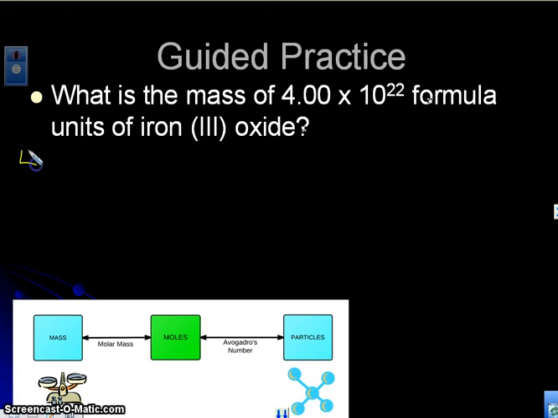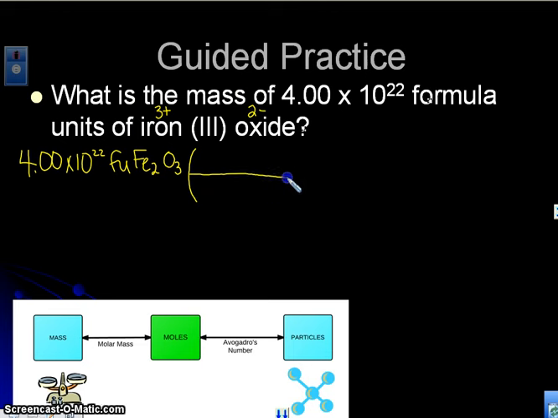So we have 4.00 times 10 to the 22nd formula units of iron 3 oxide. We need to determine our formula of our iron 3 oxide. In order to do that, we can see that it's a metal and a nonmetal, so it's an ionic compound. We need to find the charges and make a neutral compound. The Roman numerals tell us that the iron has a 3+ charge, and oxygen, we know, has a 2- charge. So that gives us a formula of Fe2O3.